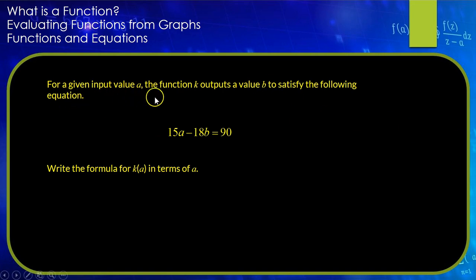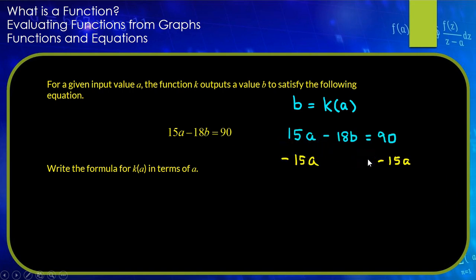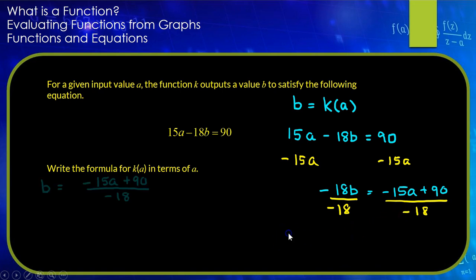So if the input value is a and the function k outputs a value of b, that means that b is going to be a function of a, where k is that function. So b is going to equal k of a. And that means for our purposes here, we want to solve this equation in terms of b. So when I take this equation, I'm going to subtract 15a from both sides and get that negative 18b equals negative 15a plus 90. I would divide both sides by negative 18, which is essentially what b is going to equal. Now remember, b, once that's alone, that's the same thing as k of a.